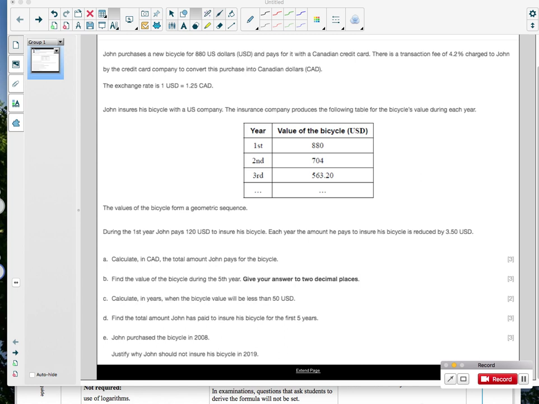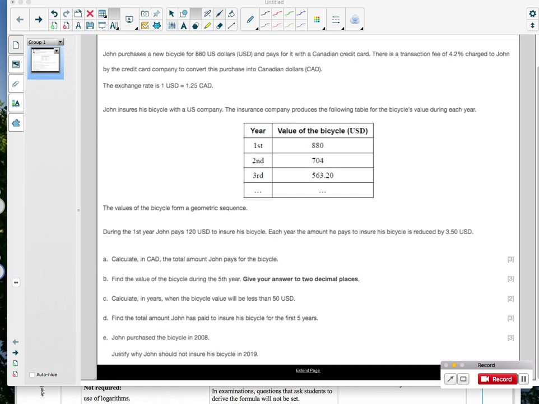All right, so this is a very recent question on the topic from 2019, and it's beautiful because it covers kind of everything. It even has currency conversion and sequence and series, which is great. So, John purchases a new bicycle for $880 and pays for it with a Canadian credit card. There is a transaction fee of 4.2 charged to John by the credit company to convert this purchase into Canadian dollars. The exchange rate is $1 is 1.25 Canadian dollars.